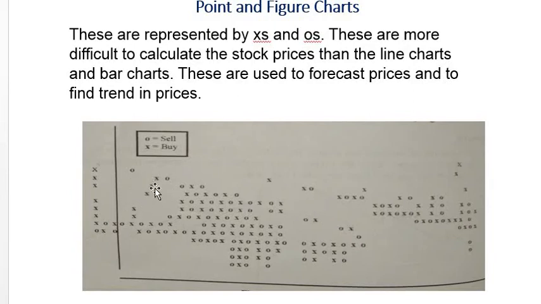We have this X, it is nothing but buying. If I say O, it is selling. Can you make out this? So here it's not very convenient for us to make out what is happening with the stock or the prices of the shares. But when I showed you the line graph, it was very easy.